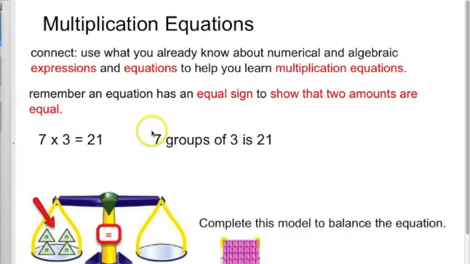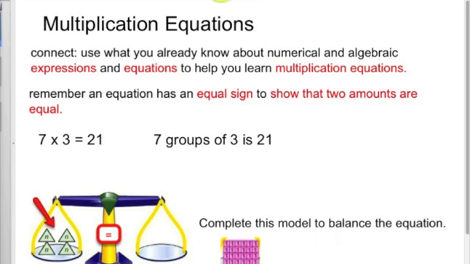Today we are going to be learning about multiplication equations. Let's make a connection. Use what you already know about numerical and algebraic expressions and equations to help you learn multiplication equations. Remember, an equal sign shows us that we have an equation. An equation has an equal sign to show that two amounts are equal. And that's the difference from an expression. An expression does not have an equal sign, but an equation does.